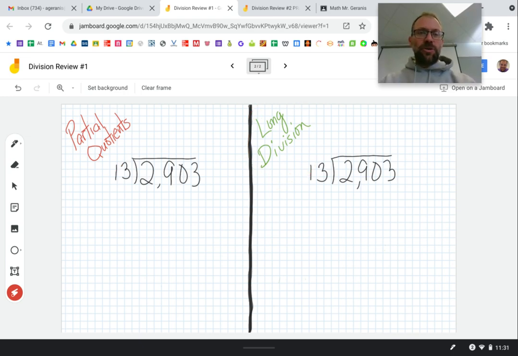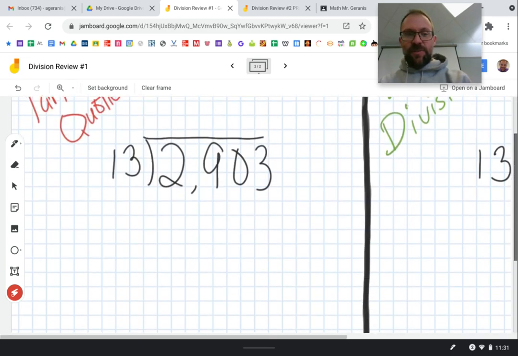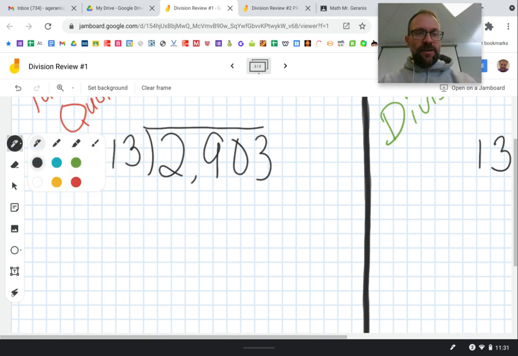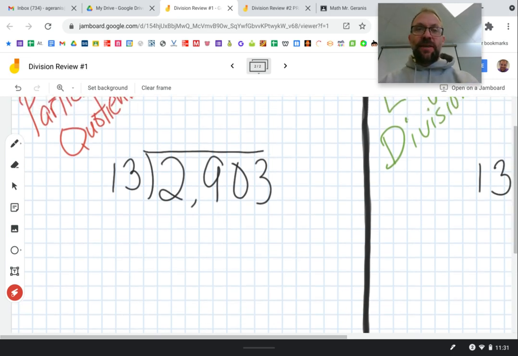All right, so let's start with partial quotients. I'm going to zoom up to 100% so that I can write neatly and have space to work. And let us begin. All right, so when it comes to partial quotients, we ask ourselves, how many groups of 13 can I make from 2,903? We consider the whole number at once. And what we do is we try to think about groups of 13 that are easy to work with in our head. So we could do 10 13s or 100 13s.